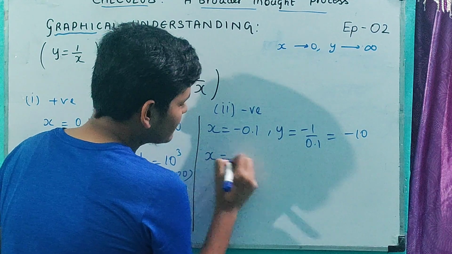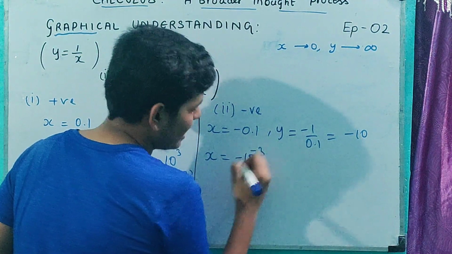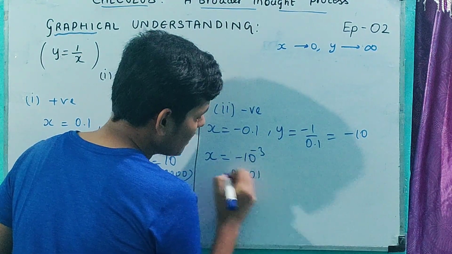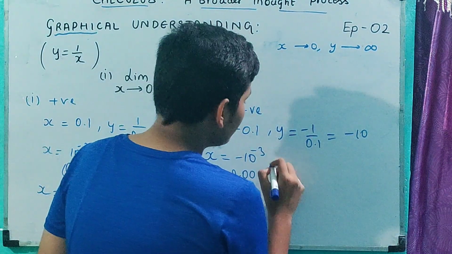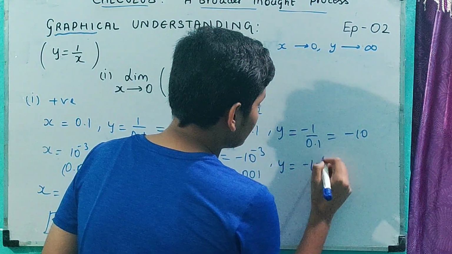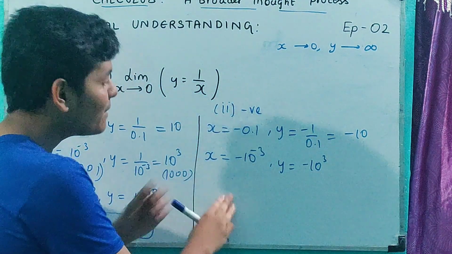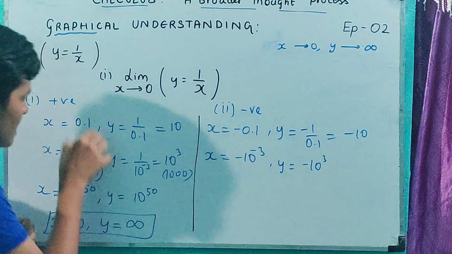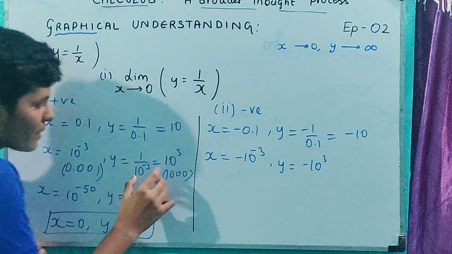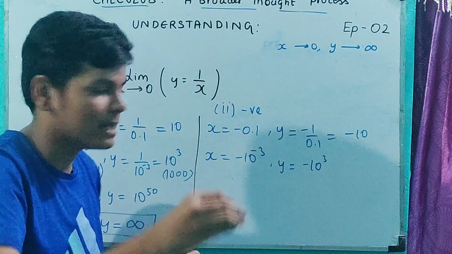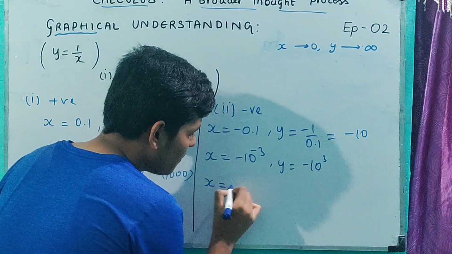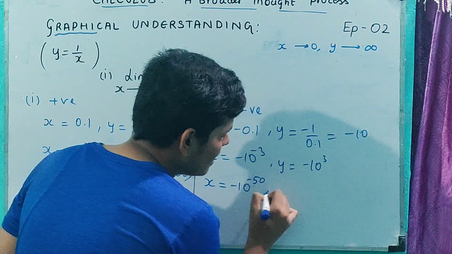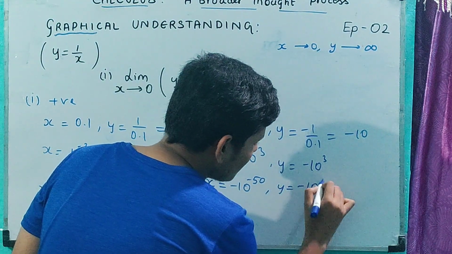If the value of x is minus 10 to the power minus 3, that is minus 0.001, this value is also closer to 0. Then the value of y comes out to be minus 10 to the power 3. Now we are able to understand the trend again. As we are getting closer to 0 over here, the value of y is tending to negative infinity. As x is equal to minus 10 to the power minus 50, the value of y reaches minus 10 to the power 50.